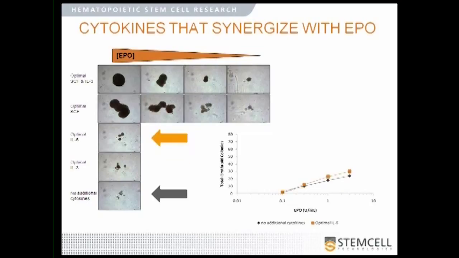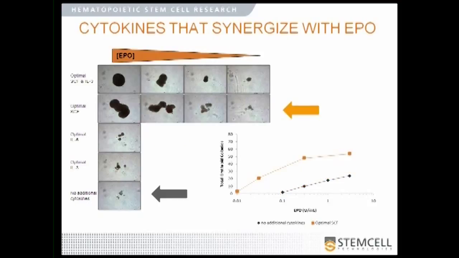In this next slide, you can see what happens when we add IL-6. There is no increase in either erythroid colony number or size, suggesting that IL-6 does not synergize with regards to either EPO proliferation or differentiation.